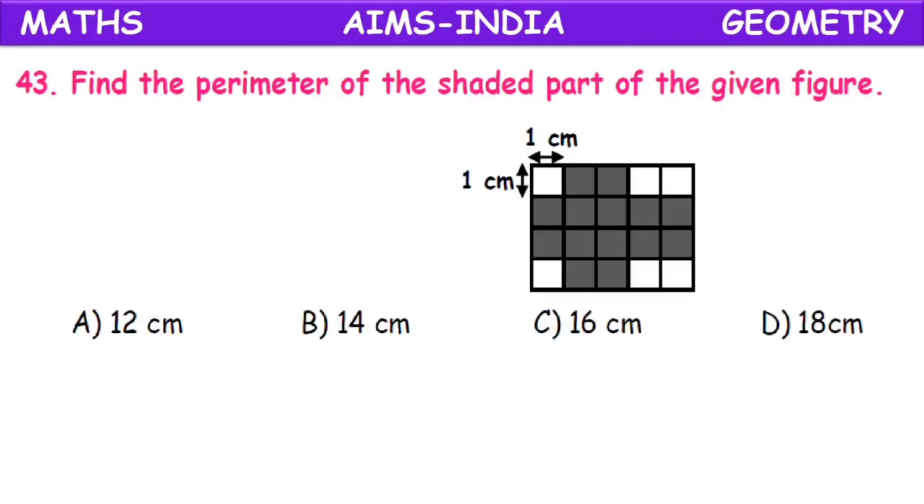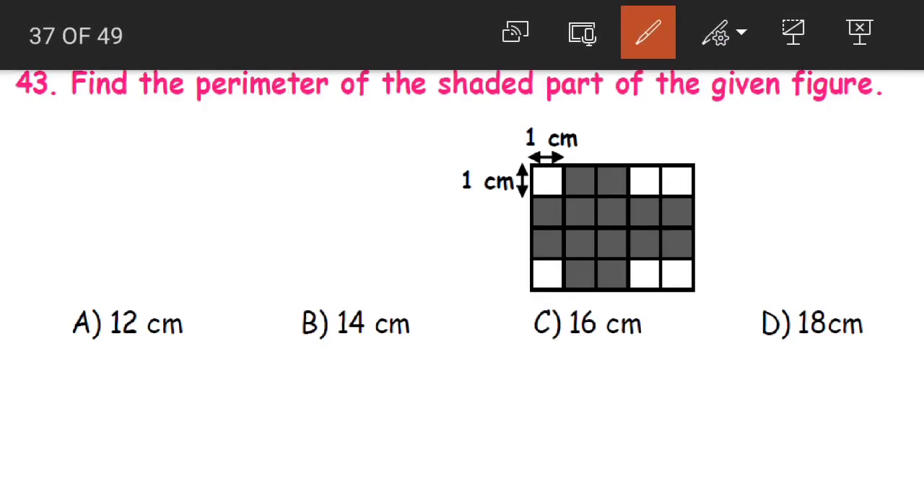Question 43. Find the perimeter of the shaded part of the given figure. What is the shaded part here? As you can see, all this is the shaded part. Now what is perimeter? How to find out the perimeter? As we've discussed, perimeter is nothing but the length of the boundary line. So we need to find out this length. How much is this boundary line? When we know that, we'll be able to find out the perimeter of the given figure.